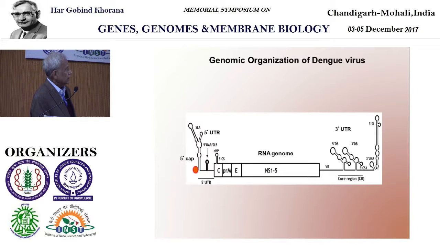So the dengue RNA is a single-stranded positive strand RNA. It's cap-dependent. The cap is at the 5' end. There is a short 5' untranslated region and one long open reading frame, and then there is a 3' untranslated region. These two are highly structured, and they are important for both translation as well as replication.